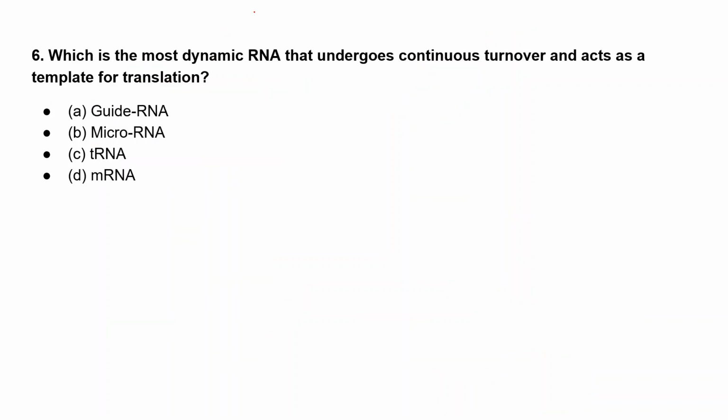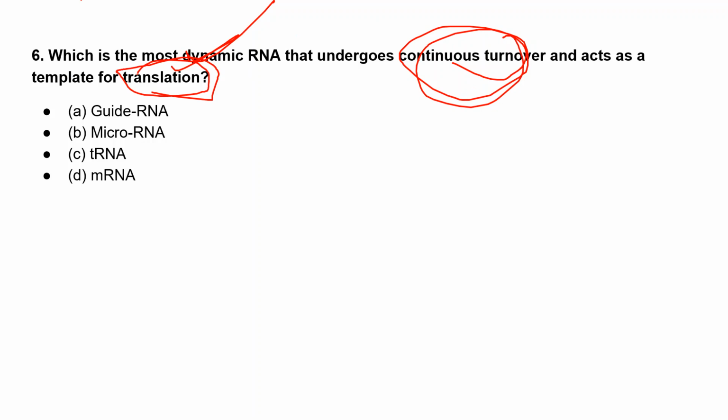Moving to the next question: which is the most dynamic RNA that undergoes continuous turnover and also acts as a template for translation? Anyone? Option A is guide RNA. Option B is microRNA. Option C is tRNA and option D is mRNA. mRNA, ma'am. Okay, so one of you is saying mRNA. Anyone else?